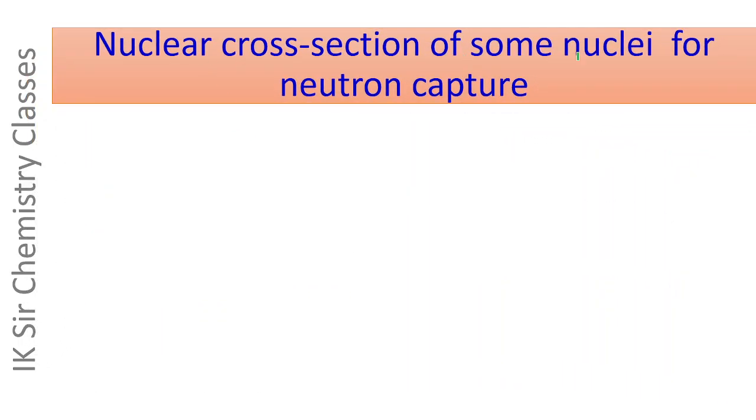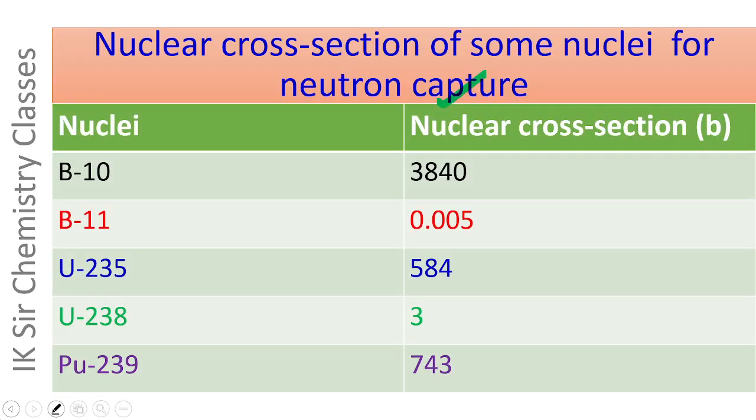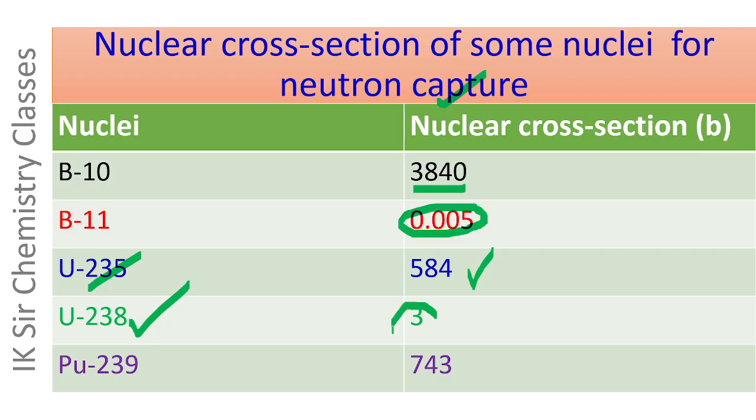Nuclear cross-sections of some nuclei for neutron capture are given in the following table. B10 has a nuclear cross-section of 3840 barn. On the other hand, B11, which is a stable one, has a very small nuclear cross-section to absorb neutrons. U235 has a high nuclear cross-section of 584 barn for capturing thermal neutrons, while uranium-238 has very little nuclear cross-section for neutron capture.